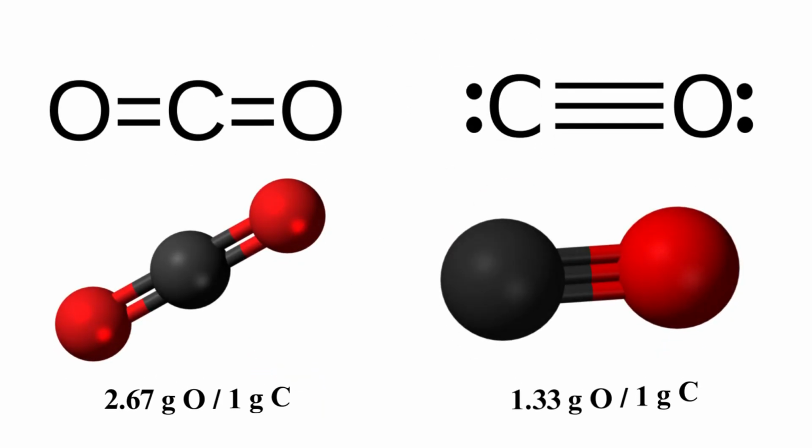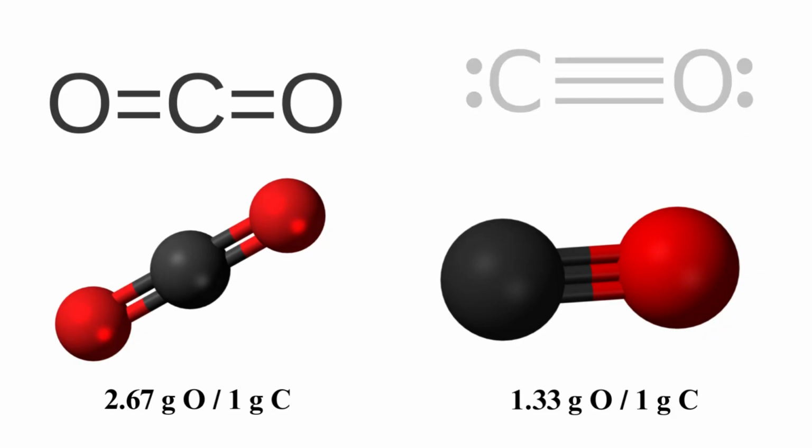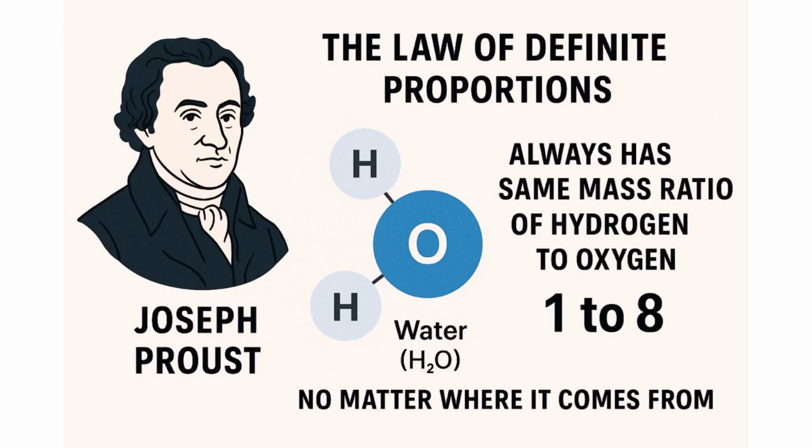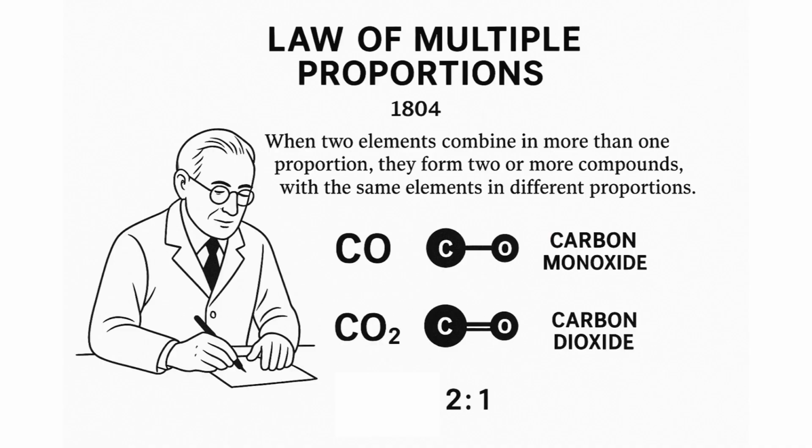The ratio between them, 2:1, revealed that carbon dioxide has twice as many oxygen atoms per carbon atom as carbon monoxide. These simple whole number ratios could only happen if matter was built from discrete, countable particles, atoms. We've learned that elements can combine in fixed or multiple ratios by mass, giving rise to two important laws: the law of definite proportions and the law of multiple proportions.